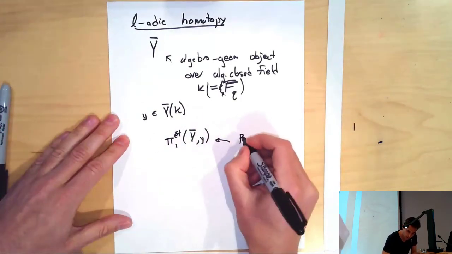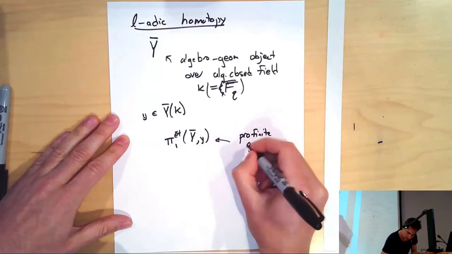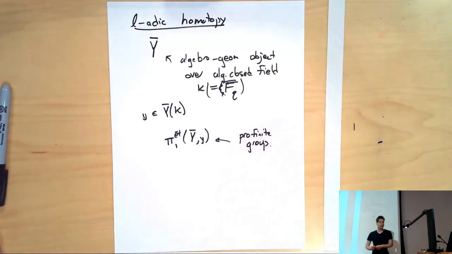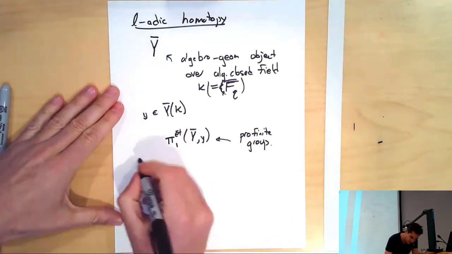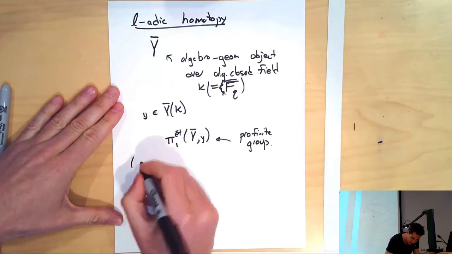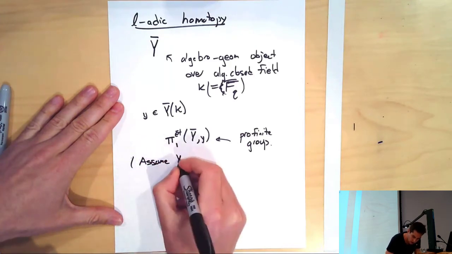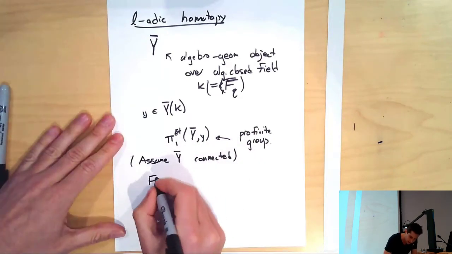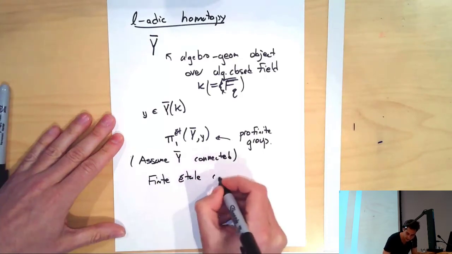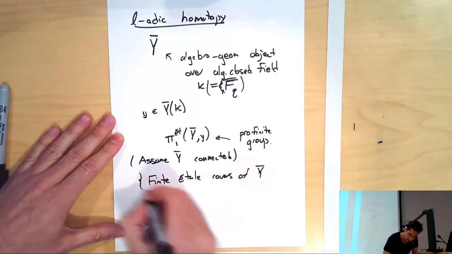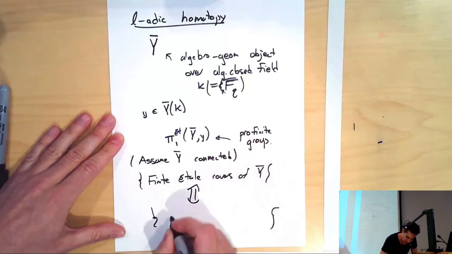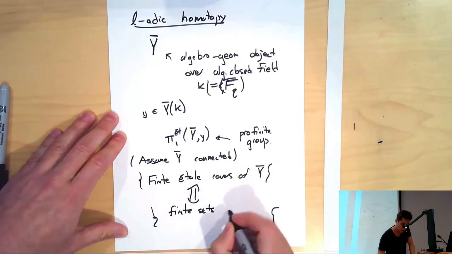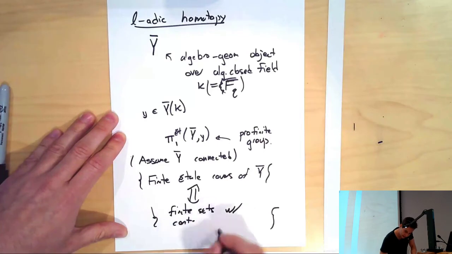So to this data, you can associate what's called the étale fundamental group of Y-bar with base point y. So this is a profinite group which was introduced by Grothendieck. It plays the role of fundamental group in algebraic geometry. It has a couple of characterizations, but one way of describing it is, let me assume for simplicity that Y-bar is connected. Then this profinite group is characterized by the fact that finite étale covers of Y-bar can be identified with finite sets with a continuous action of this étale fundamental group.